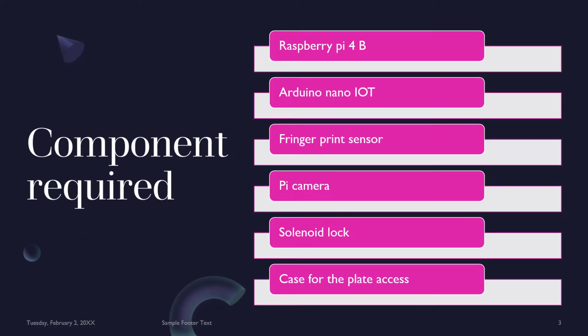Components: Raspberry Pi 4, Arduino Nano, IoT fingerprint sensor, Pi camera, solenoid lock, and a case for the plate, where the plate would be kept and can be accessed by the students using their finger.